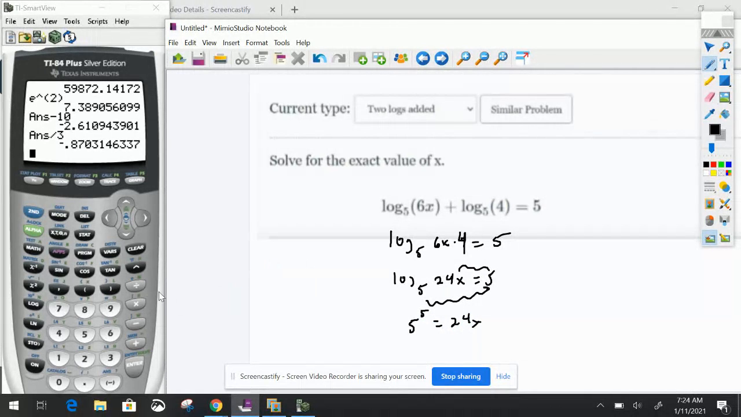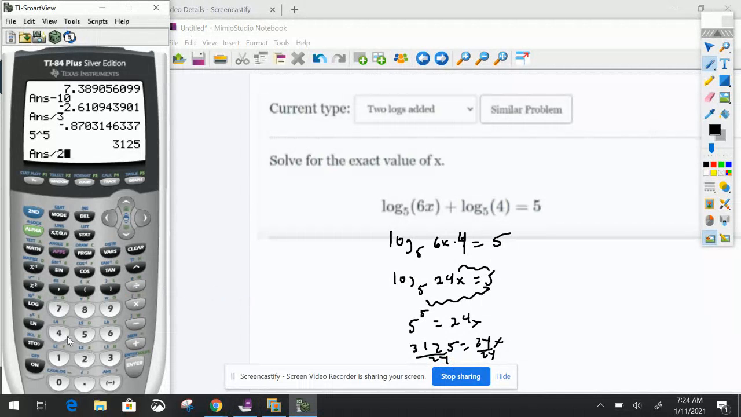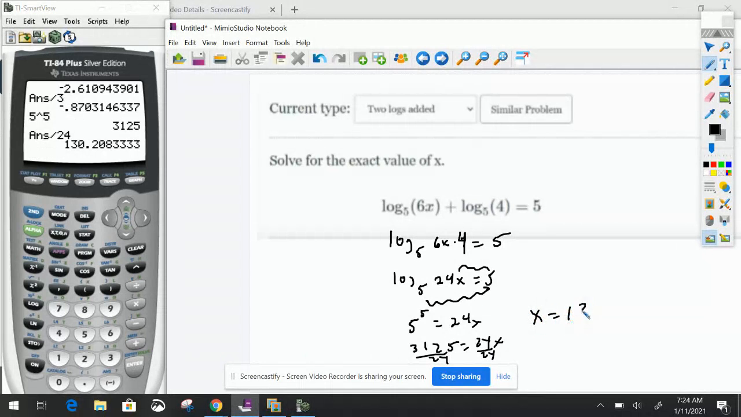So what is 5 to the 5th power? I've got 3,125 is equal to 24x. I'm going to divide both sides by 24. And again, going to get some ugly decimals here, but we can work through that. x is equal to 130.21, rounded to the nearest hundredths place. And this problem is straight from Delta Math, like the problems you're going to see. Let's take a look at one more.